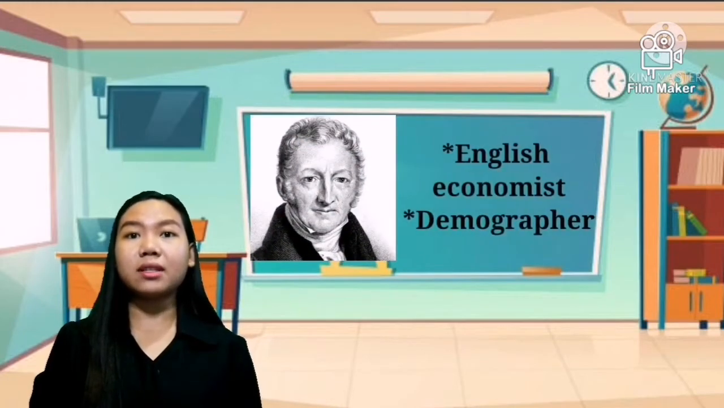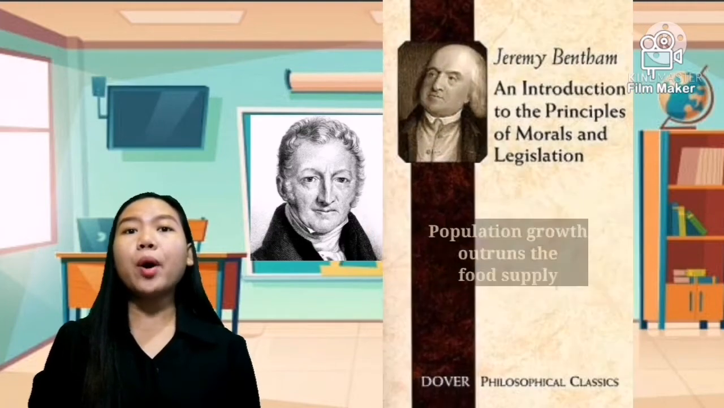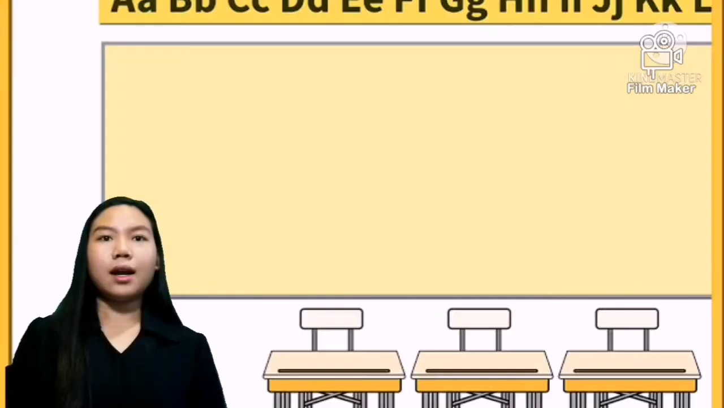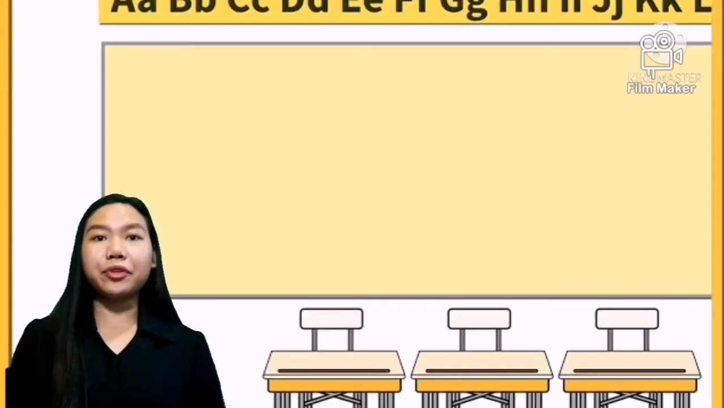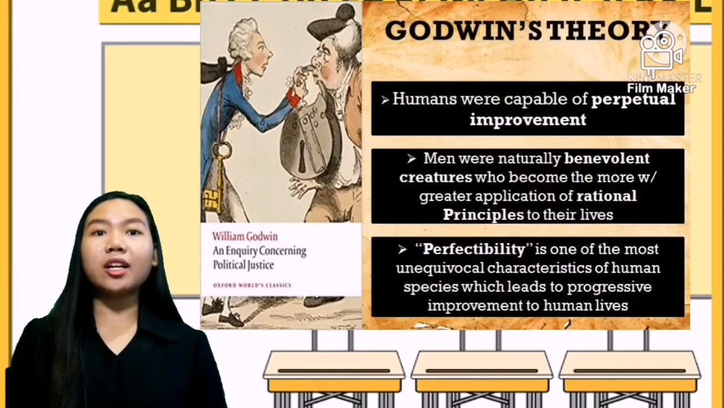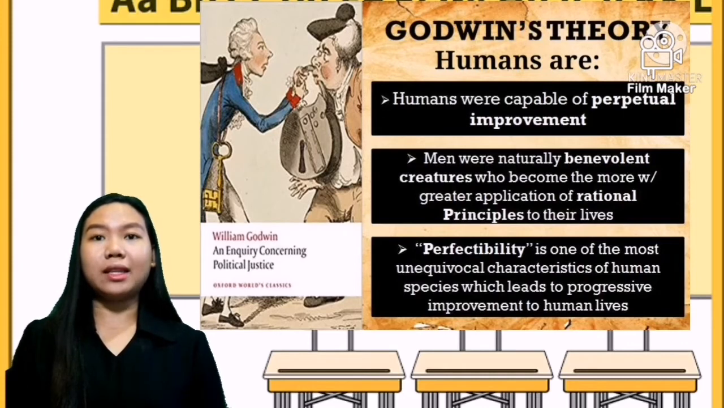Thomas Robert Malthus was an English economist and demographer who is best known for his theory that population growth outruns the food supply, which I will be able to discuss also later. Let's examine first the theory of Godwin. The first concept we will look at about Godwin is his concept of humanity.